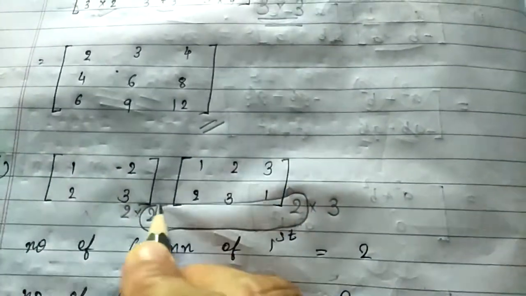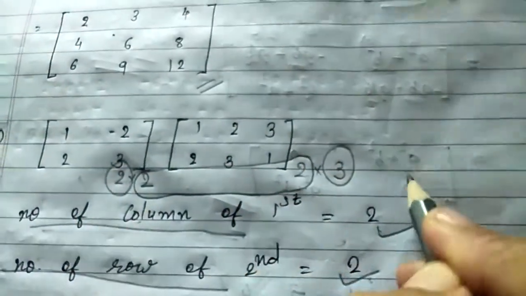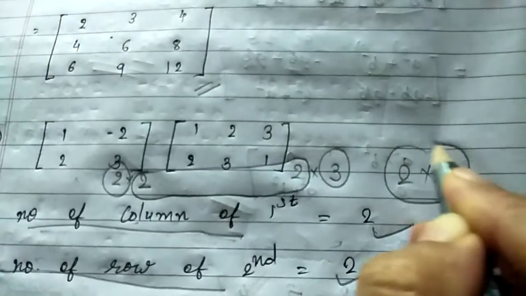This is a matrix of the order 2 by 2 and this is a matrix of the order 2 by 3. The second and the first, these two are equal. What is it? The number of columns of the first, that is 2. The number of rows of the second, that is 2. And what should be our product matrix? It is of the order 2 by 3.